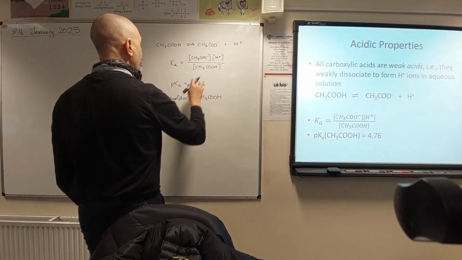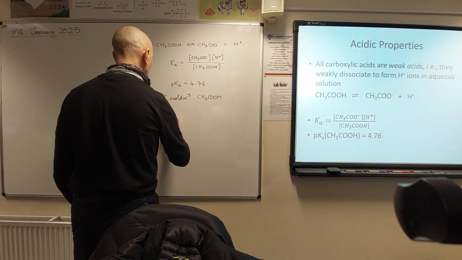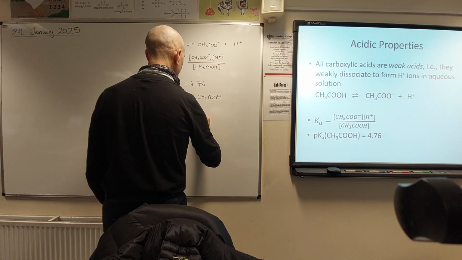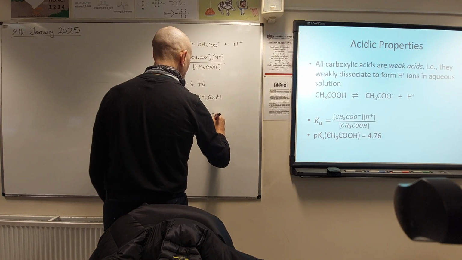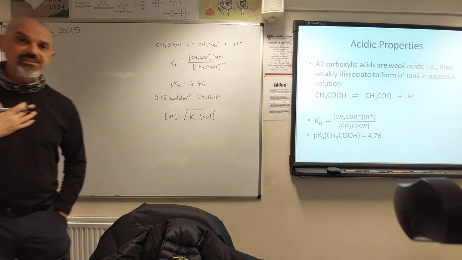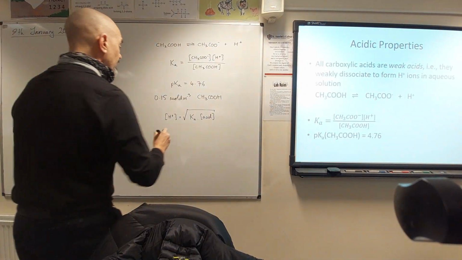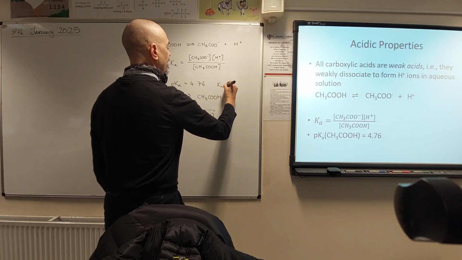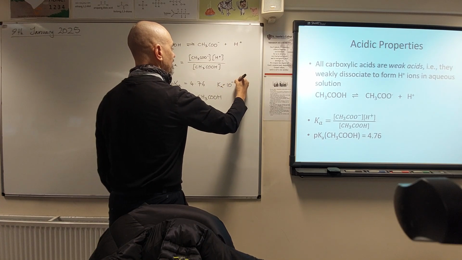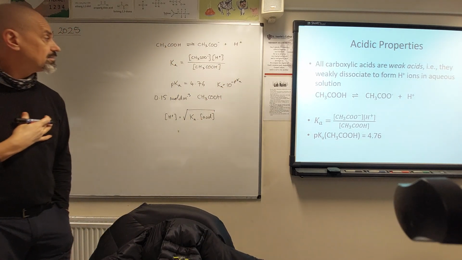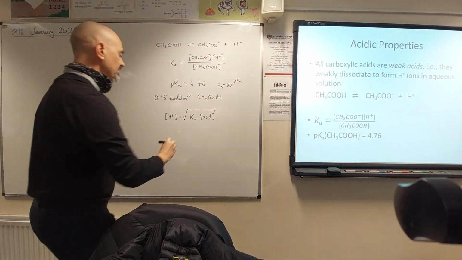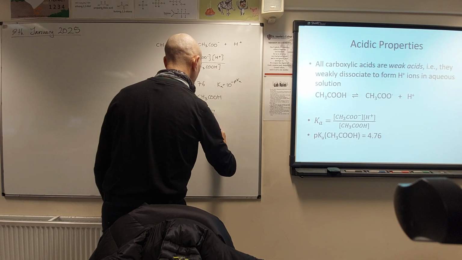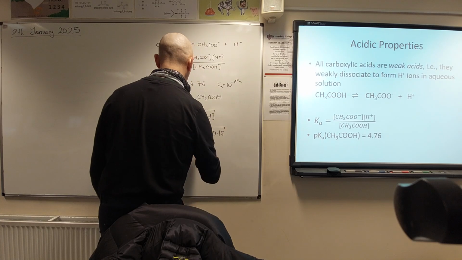So if we rearrange that equation and make some assumptions, we can get ourselves down to the weak acid formula, which is H plus is the square root of Ka times the concentration of the acid. We'll need the Ka first, so Ka is 10 to the minus pKa. So 10 to the minus 4.76 is 1.74 times 10 to the minus 5 times the concentration of the acid.